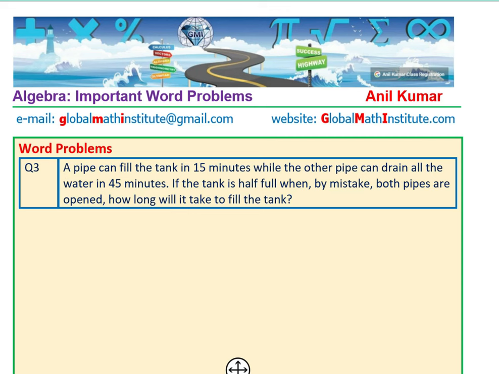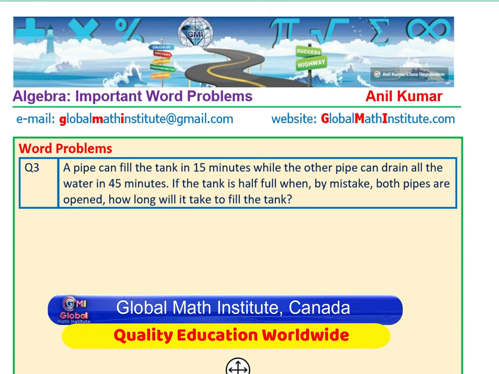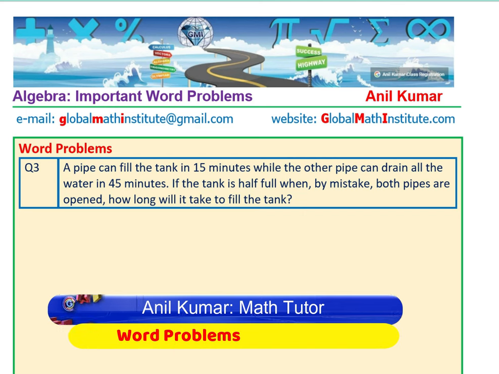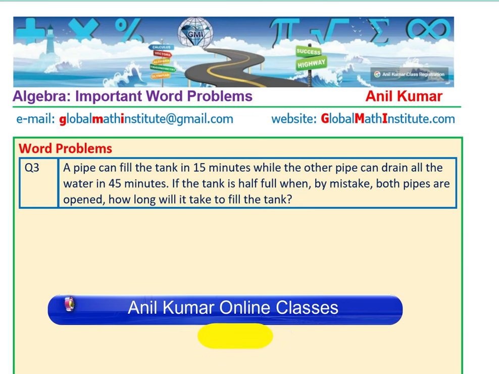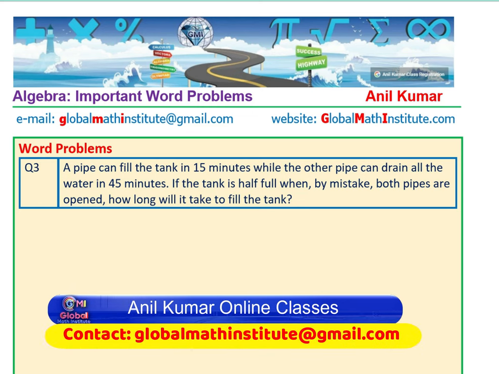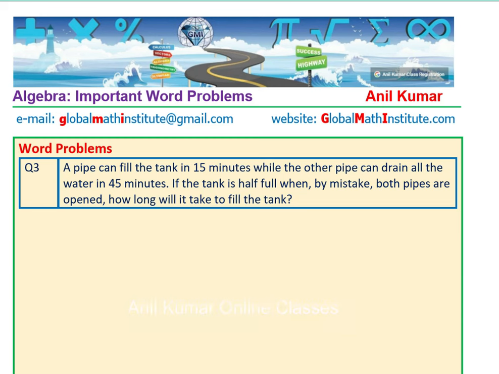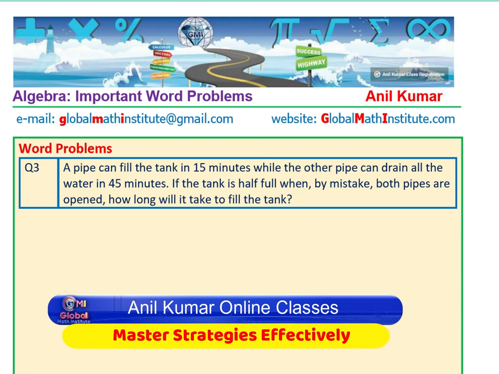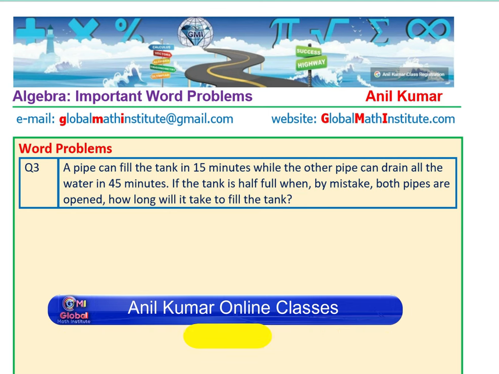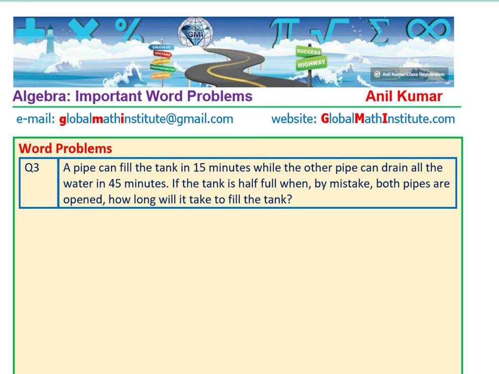We have a rate related problem here. A pipe can fill a tank in 15 minutes, while the other pipe can drain all the water in 45 minutes. If the tank is half full, when by mistake both pipes are opened, how long will it take to fill the tank? So you can actually form the equation. Filling is taking 15 minutes, right? While the other pipe can drain in 45 minutes.